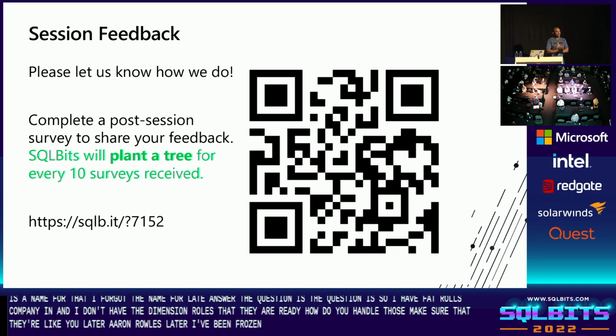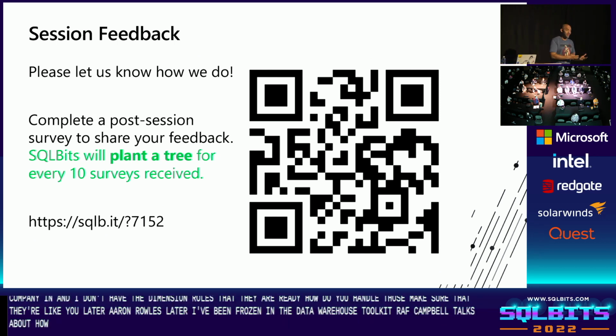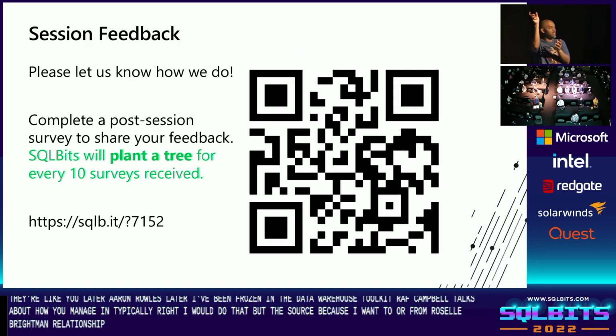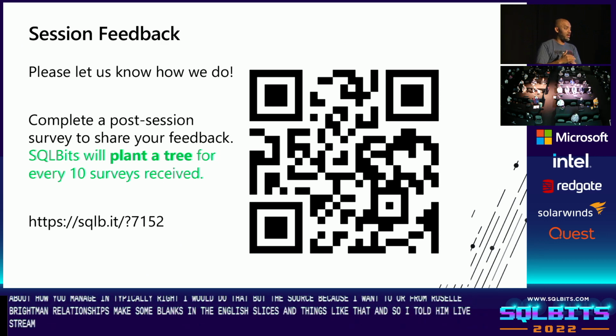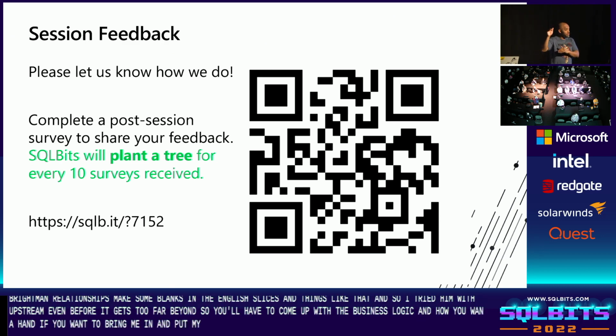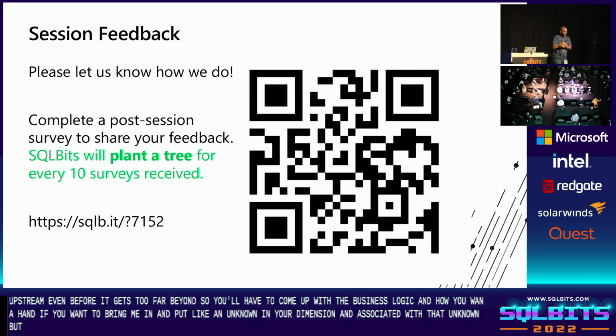In The Data Warehouse Toolkit, Ralph Kimball talks about how you manage it, and typically I would do that up at the source, because I don't want those orphan rows that will break my relationships and make blanks in your slicers and things like that. So I try to handle it upstream even before it gets to Power BI. You have to come up with the business logic on how you want to handle them. If you want to bring them in, you can put an unknown in your dimension and associate it with that unknown.